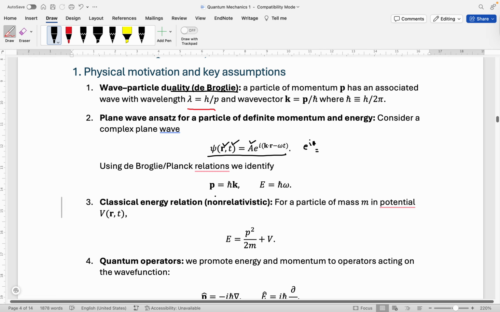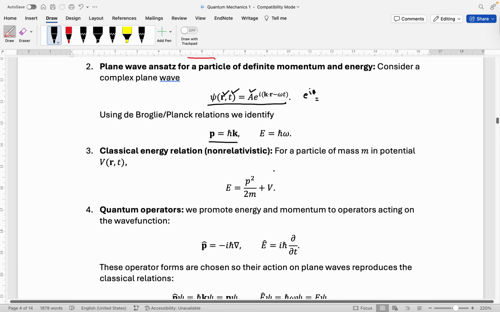For example, if I want to write down the momentum, I can write p is equal to h cross k. So k can be written as p by h cross, and I can replace it here. I can write E is equal to h cross omega, and omega can be written as E by h cross. That also can be replaced here. So I can write down this equation in terms of momentum and energy as well. So that both will actually give me similar results.